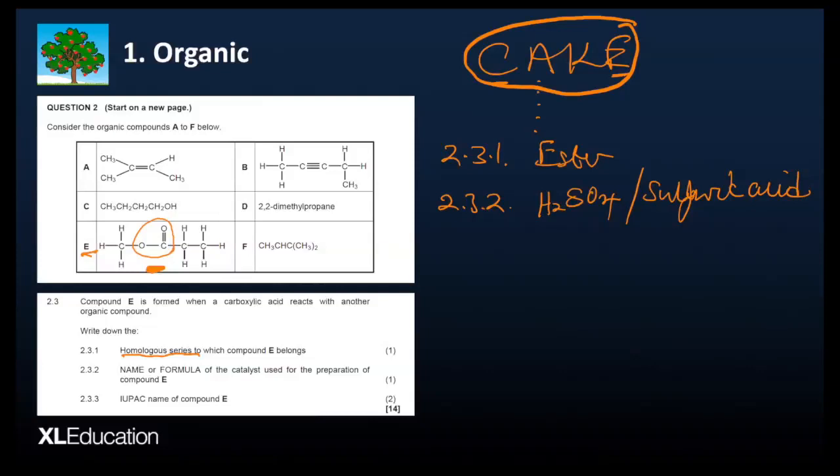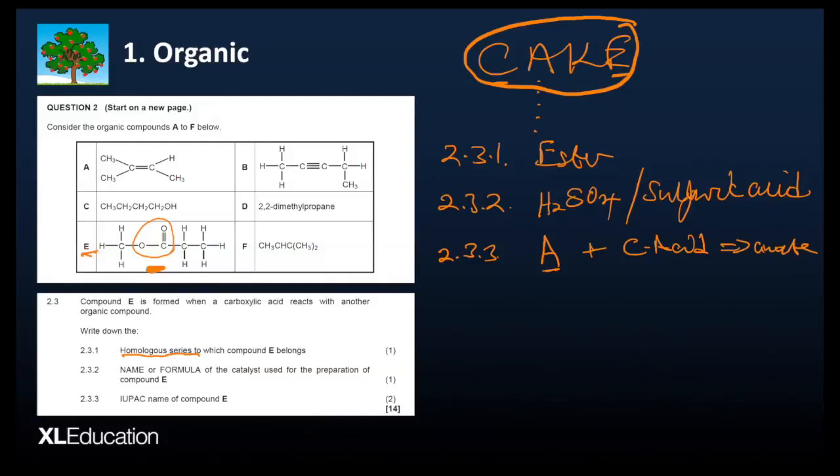The IUPAC name of compound E. Just naming compounds is something which is relatively easier. So naming esters is a little bit easy. We know that the first part of the name comes from an alcohol, and the second part comes from a carboxylic acid, which is now being changed to -anoate, right? We want to name this.